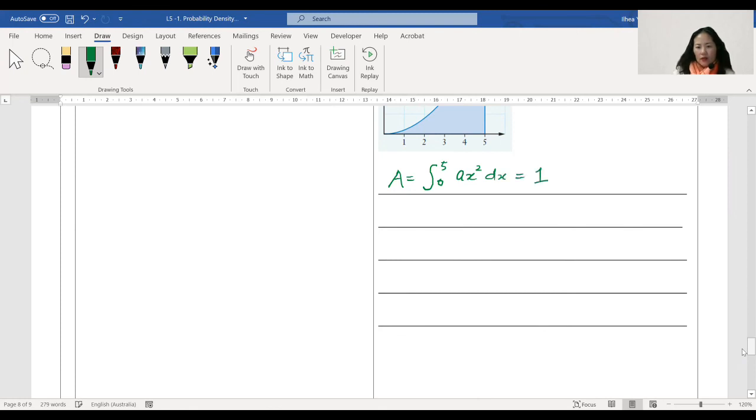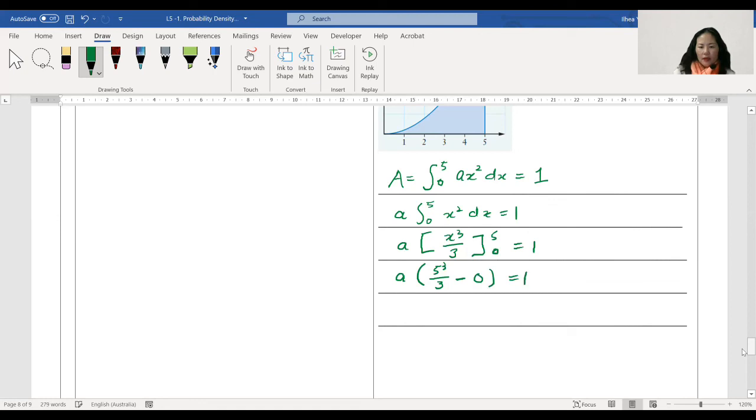So it was given. Now I'm going to take a out. a times the integral from 0 to 5 of x squared dx equals 1. Now I'm going to do normal integration there. x cubed over 3, from 0 to 5, equals 1. Okay. So 5 cubed over 3 minus 0 over 3, so it's 0.